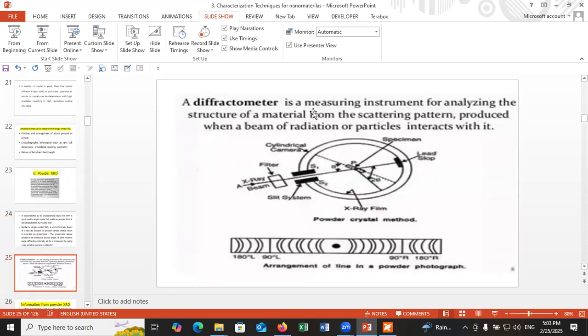A diffractometer is a measuring instrument for analyzing the structure of a material from the scattering pattern produced when a beam of radiation or particles interacts with it. X-ray is passed from this slit. This is the lead stop. This is theta. This is the cylindrical camera.